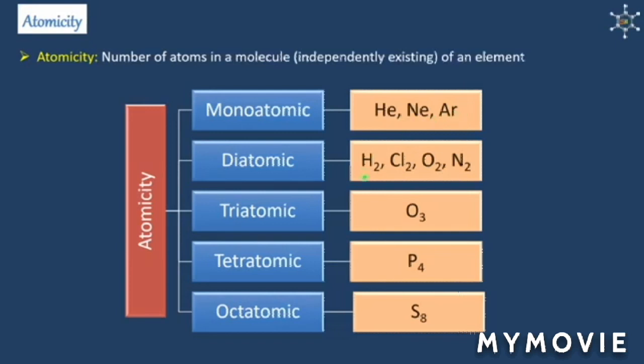Diatomic, hydrogen, chlorine, oxygen, nitrogen, etc. For triatomic, ozone is the best example. Tetraatomic, P4, this is one of the allotropic forms of phosphorus. Octaatomic, S8, this is also one of the allotropic forms of sulfur.